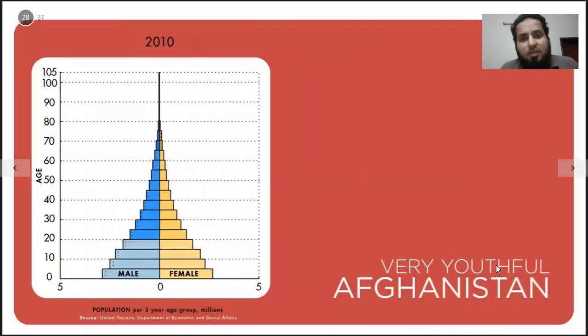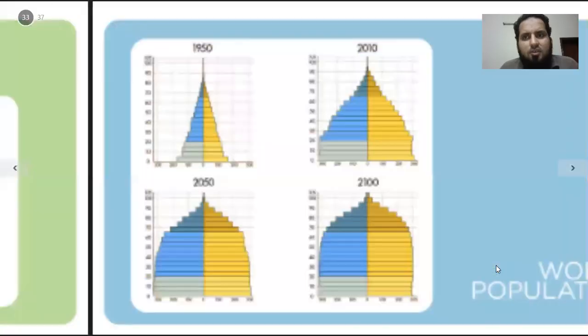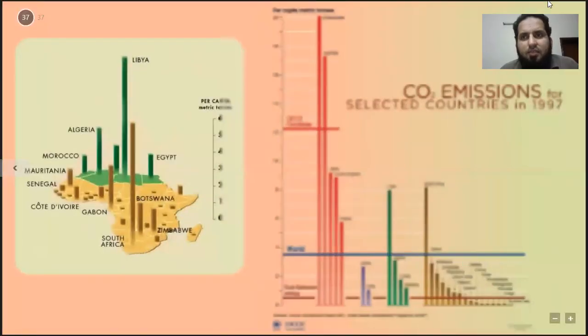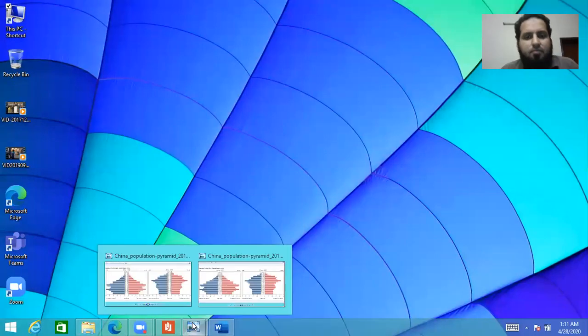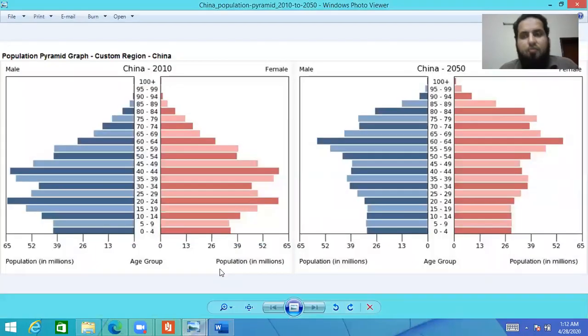Let's take the example of China. Actually, I will show you the graph of China now. So let us now see the graph of China and see where China is going, and that will give us a very good picture as well. Here is China, the graph of China.